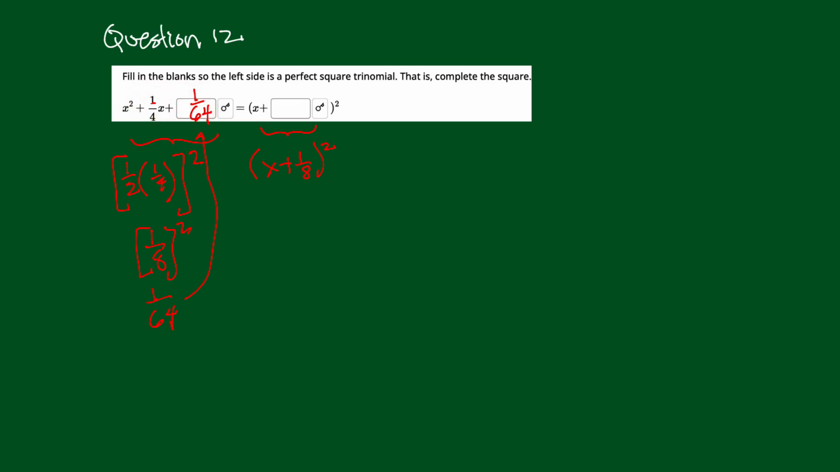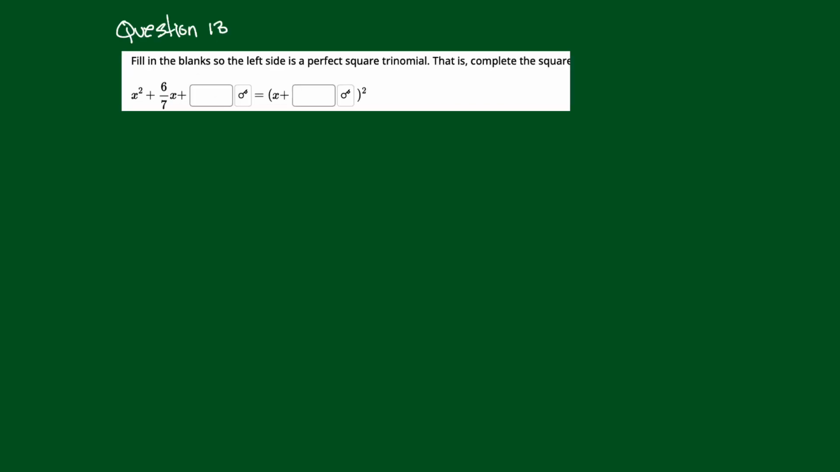All right, so what did I do? I take half of this and square it. That gives me the third term. So what goes in here? X plus, and then half of that coefficient. Question 13, we are going to fill in these blanks, right? Fill in this blank and this blank.